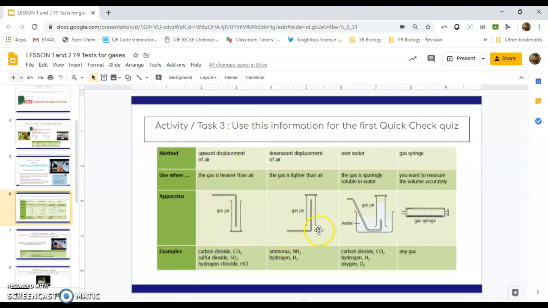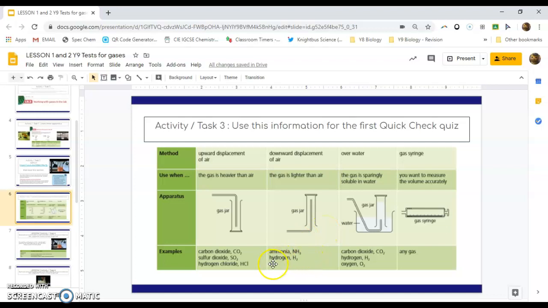So instead of upward displacement, if your gas is lighter than air, you can use downward displacement. Your gas floats up, starts filling the top of the gas jar over here, which is the normal bottom if you just put it on a bench. And the air that's inside gets pushed out by this new gas that you're using to fill this upside down gas jar. So that would work with ammonia and also hydrogen as well.